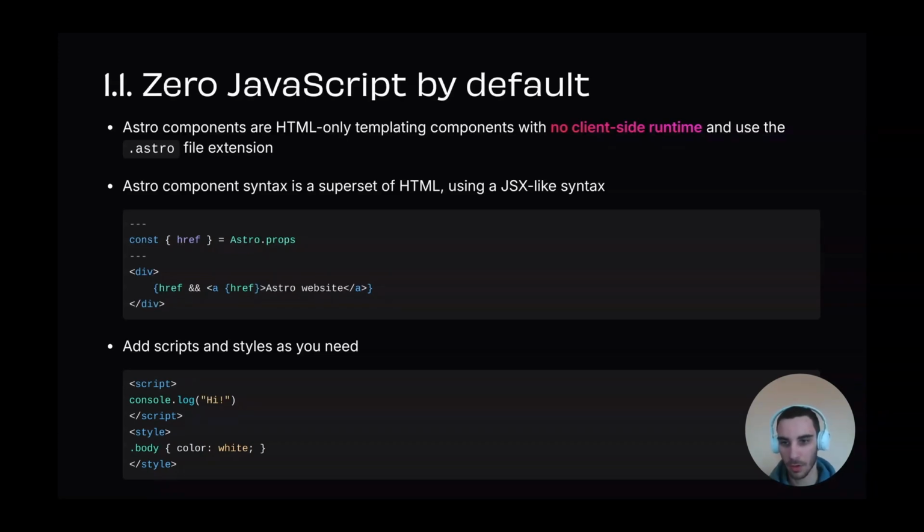So here you have an example of a component. There is the front matter, which is between the fences. This part runs on the server or at build time, for example, for static websites. And then below the front matter, there is the actual content of the template, and this is a superset of HTML. It's using a JSX-like syntax, and it's a special syntax, so you can also have scripts and styles in there.